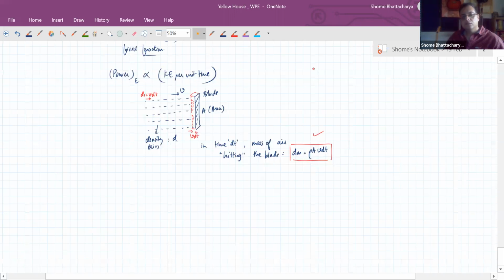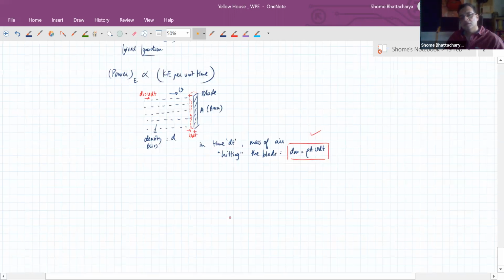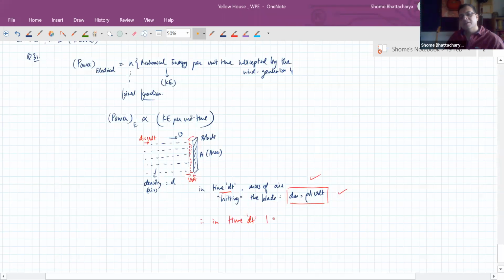So therefore, in time dt, the kinetic energy incident on the blade, that is a differential amount, is half dm into v square, where dm is this much. So that is half density into area into v dt into v square.